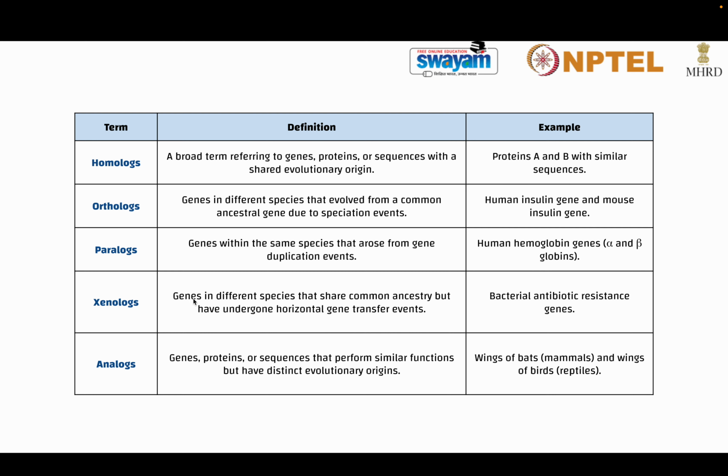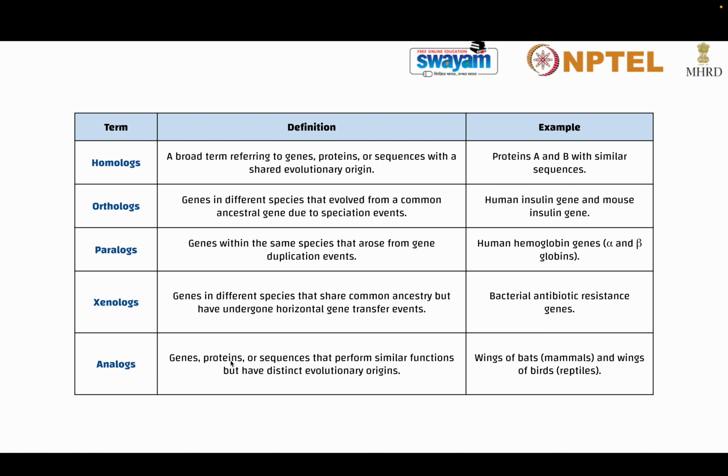Then comes xenologs. These are genes in different species that share common ancestry but have undergone horizontal gene transfer events. So in this also the ancestor was the same, but the transfer of this gene has occurred due to horizontal gene transfer. For example, bacterial antibiotic resistance genes. E. coli has some antibiotic resistance present in it, and if it passes to another bacterium, that transfer will be horizontal gene transfer, and that particular resistance gene will be known as a xenolog. Those two genes will be referred to as xenologs of one another.